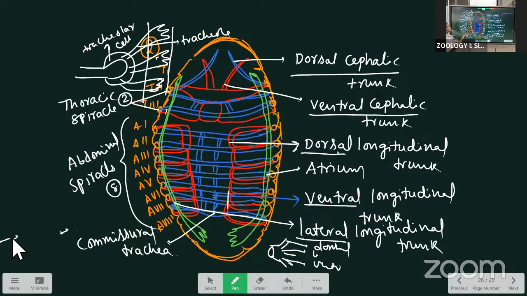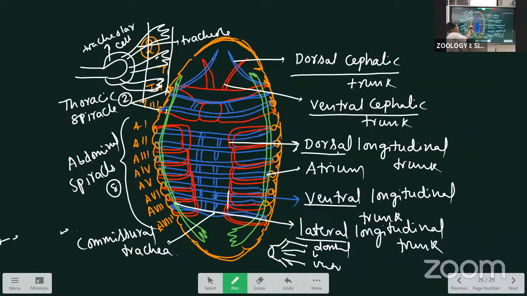The spiracles are depending upon the spiracles. The tracheal system is holopneustic, and the polypneustic type of tracheal system is present in cockroach. Next one is the trachea. The trachea means the tube-like structures. These trachea have 3 types of tubules: dorsal, ventral, lateral tubule.